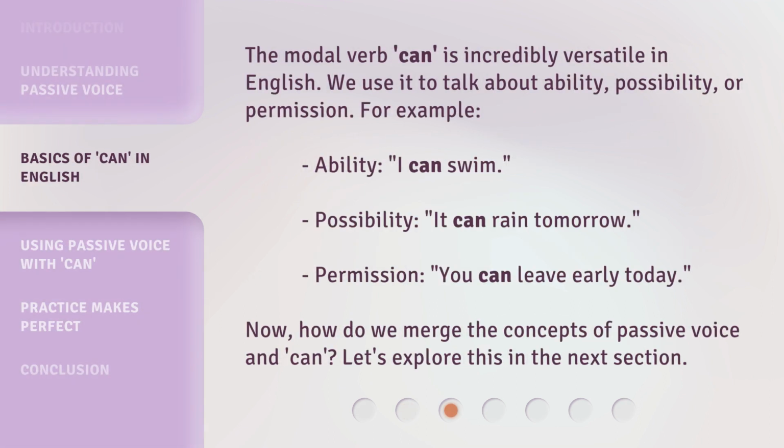The modal verb, can, is incredibly versatile in English. We use it to talk about ability, possibility, or permission. For example, ability: I can swim. Possibility: it can rain tomorrow. Permission: you can leave early today. Now, how do we merge the concepts of passive voice and can? Let's explore this in the next section.